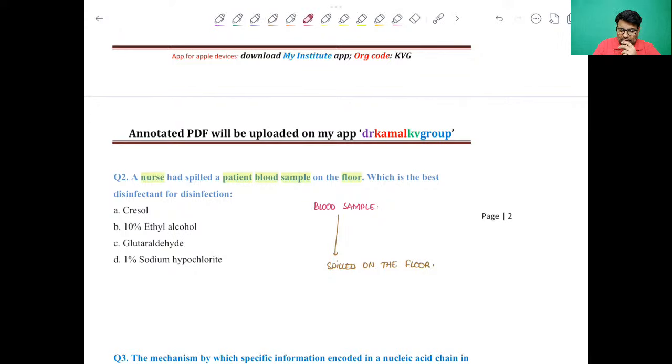So the best method to disinfect the floor in such a case, yes, anyone would like to answer this? The best way is to use 1% sodium hypochlorite. Clear? So use 1% sodium hypochlorite. Clear? So please remember this. So best agent for disinfection of floor if there is a spilling of blood sample.